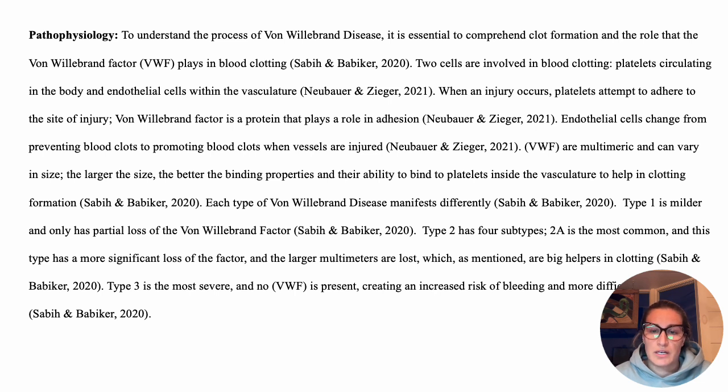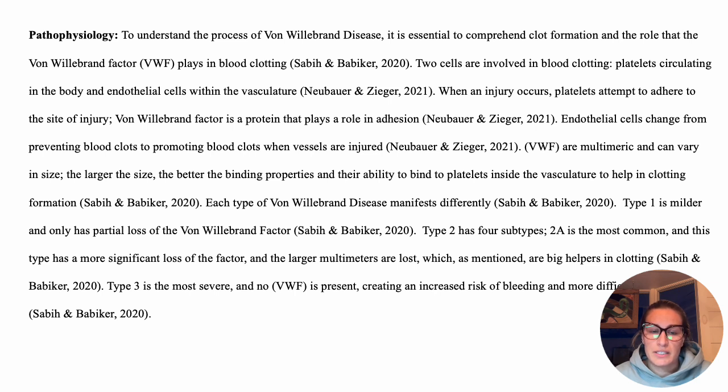Von Willebrand factors are multimeric and can vary in size. The larger the size, the better the binding properties and their ability to bind to platelets inside the vasculature to help in clot formation. Each type of von Willebrand disease manifests differently.